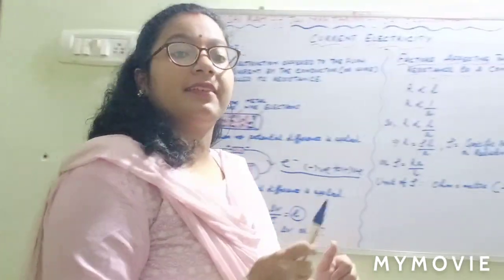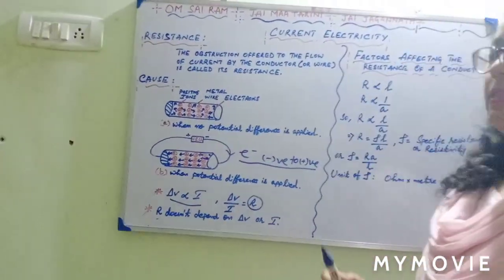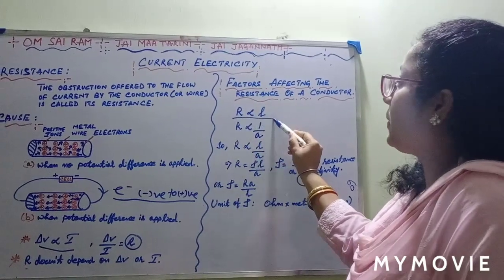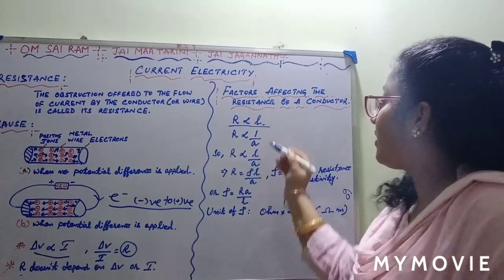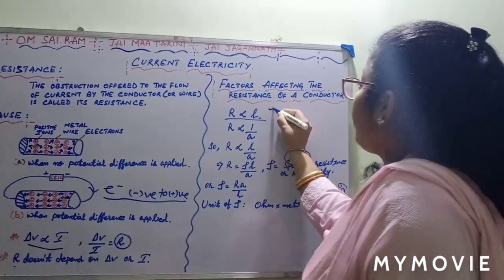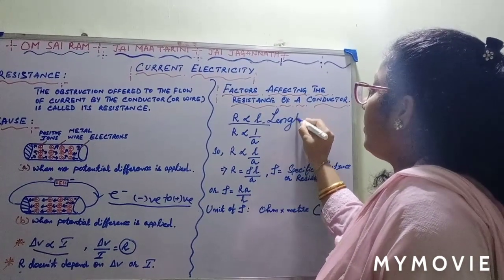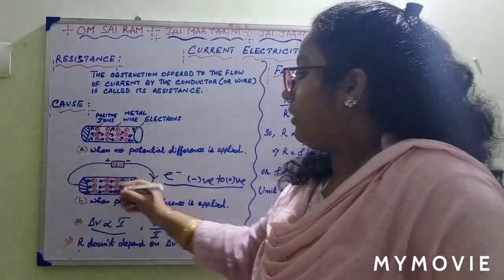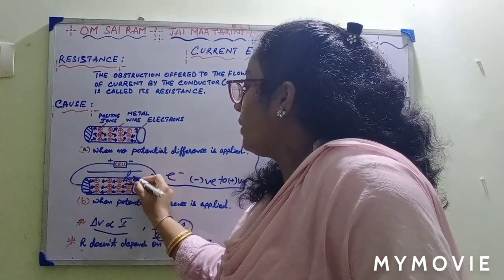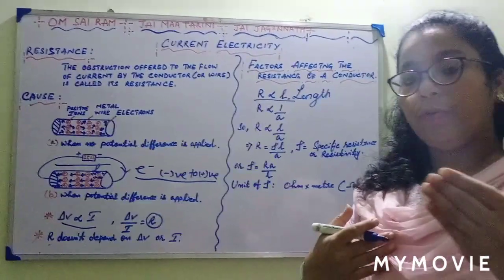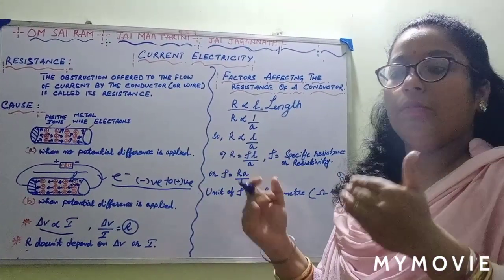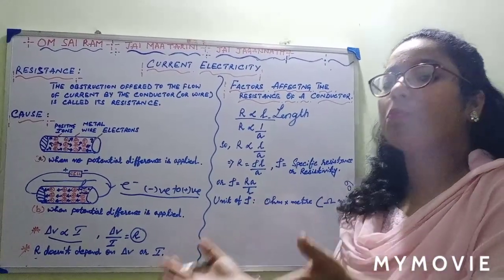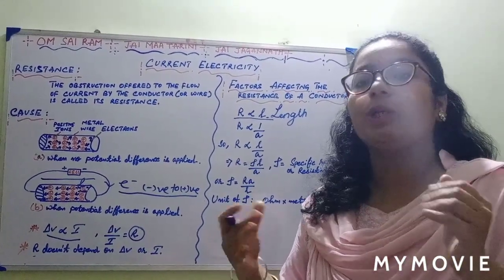Now we will see the factors affecting resistance. So what are the factors affecting resistance? The first factor is the length of the conductor, L. Now look at this. This is the length of the conductor. Now tell me, if I have to go a longer way, if I have to cover a longer distance, the chances of collisions are more or less? The chances of collision are more.